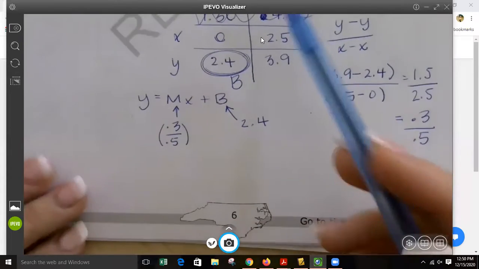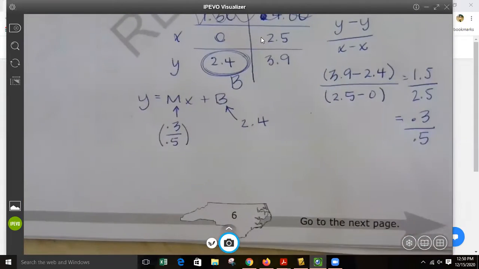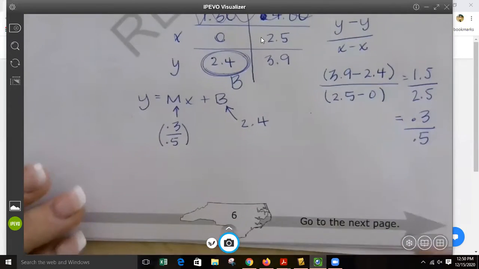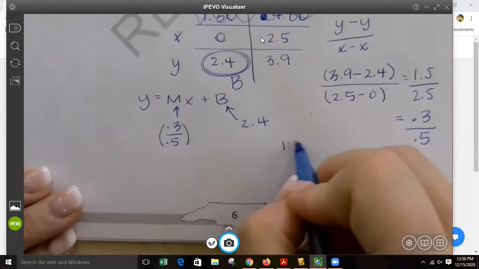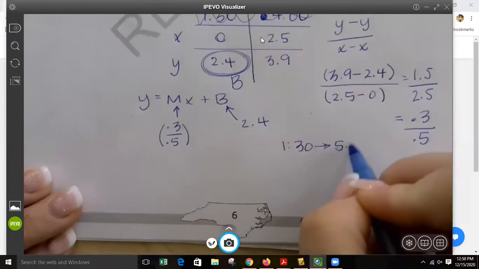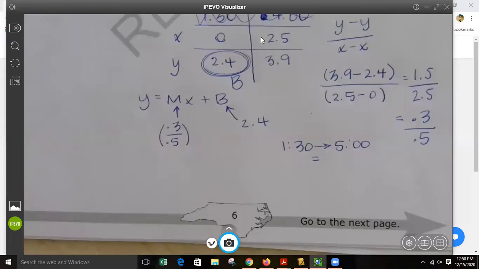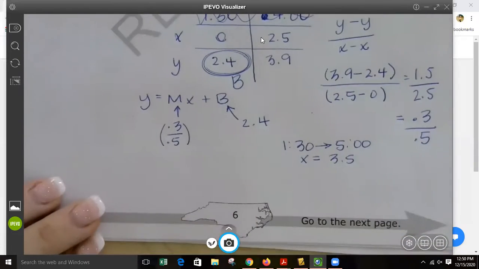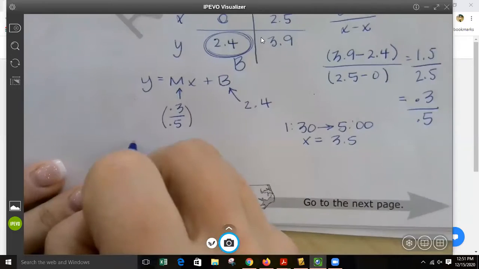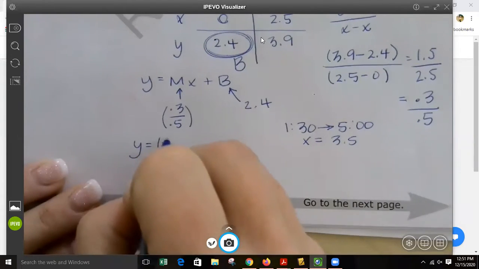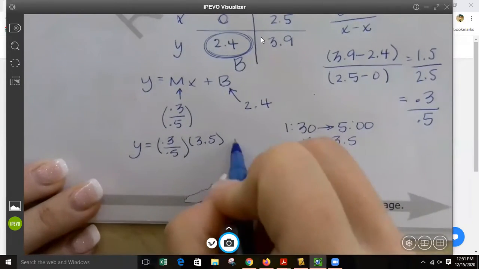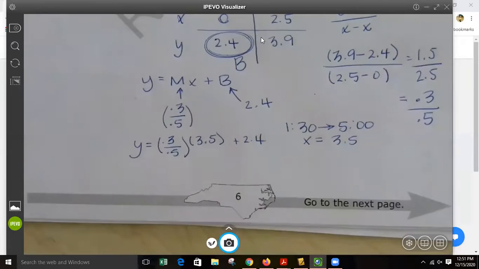They want to know what is the depth of water at 5 o'clock. So this is where it gets hard. So 1:30 to 5 o'clock. How long is that? 3.5 hours. So that's your 3.5. That is your x. So here's your equation. 0.3 over 0.5 times 3.5 plus 2.4.